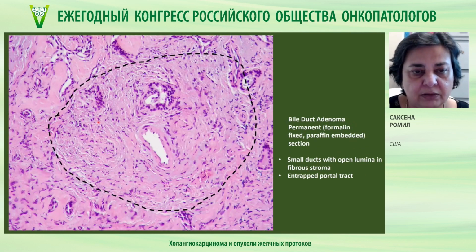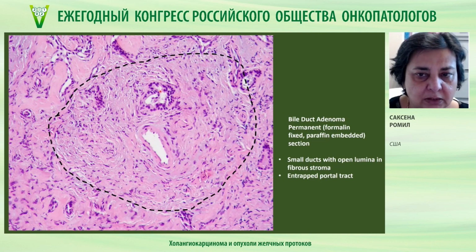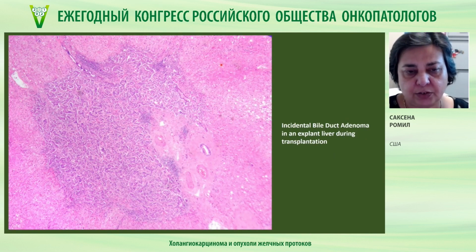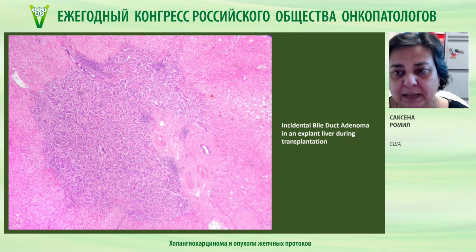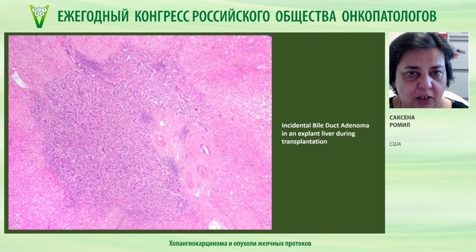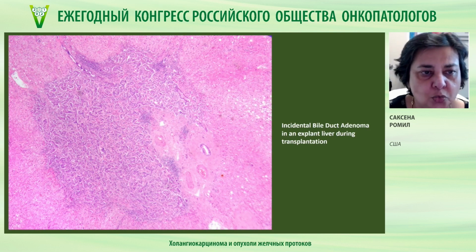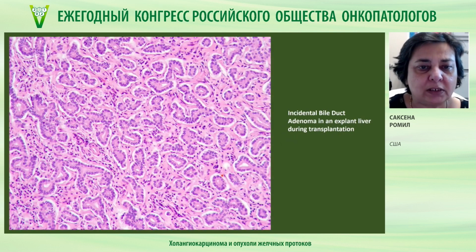This is a high power of the same case, where we see the hepatic artery in the center and the bile duct, and this is an entrapped portal tract. This is an incidental bile duct adenoma in a liver that was explanted during transplantation. And you see this very well circumscribed lesion made up of these small ducts, which are sitting adjacent to a portal tract.